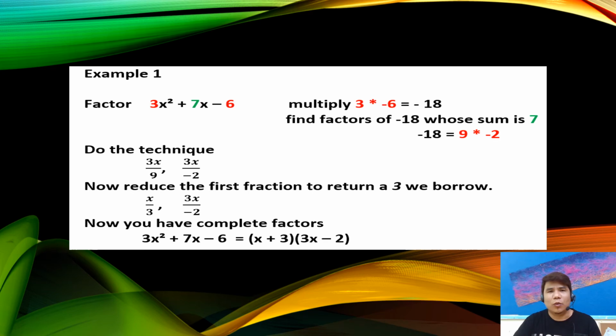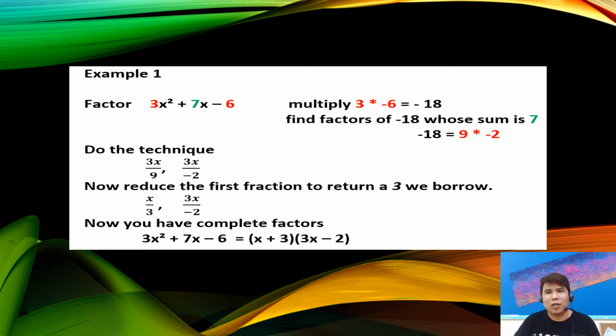So according to our technique, we will multiply a and c. So you have 3 times negative 6, equal to negative 18. What's next to do? You have to find factors of that negative 18 whose sum should be equal to the coefficient of the middle term, which is this time 7. So what are the factors of negative 18 that when added equal 7? Of course, you can have positive 9 and negative 2.